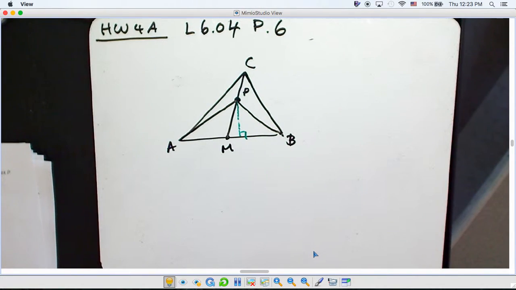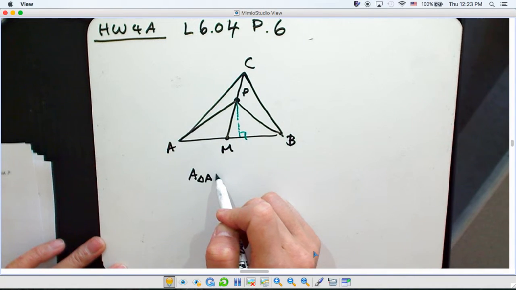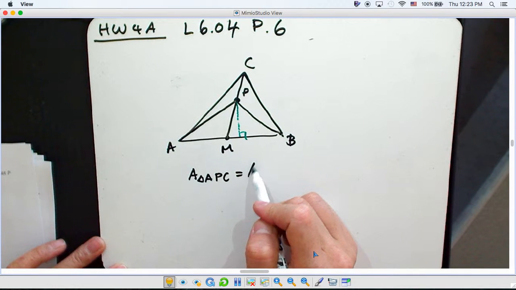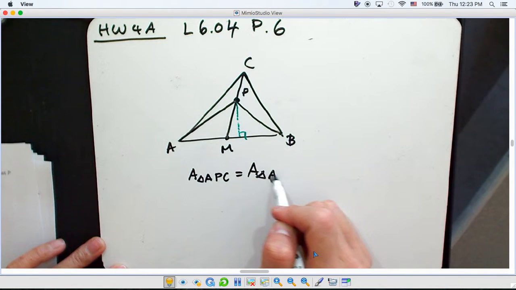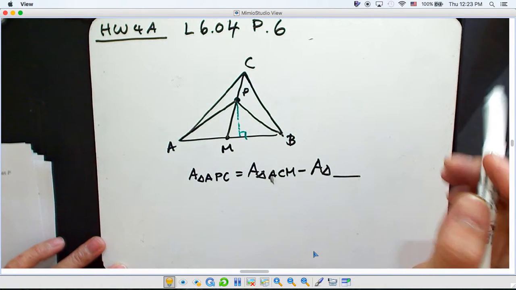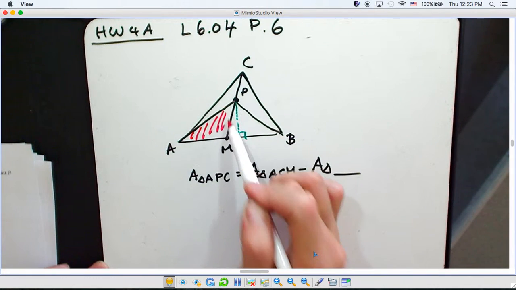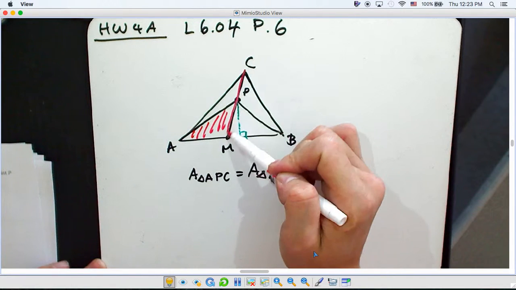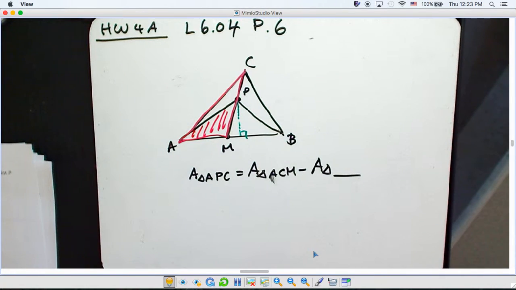B says complete the following statements and justify your answer. So it says area of triangle APC is equal to area of triangle ACM minus the area of some triangle. So the area of this guy is this big triangle minus some triangle. Which one is it? And you can solve that the same way for BPC as well.